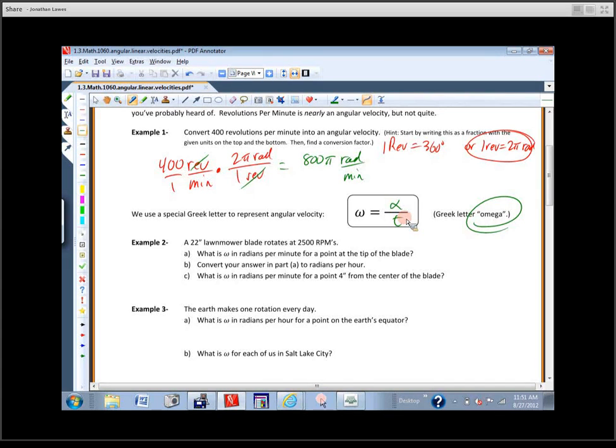So does this match up with what we had here? Is this an angle on the top? Is 800 pi radians, is that an angle? Yep. And a unit of time on the bottom? You bet. Okay? So that qualifies.